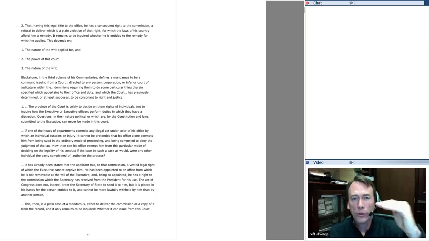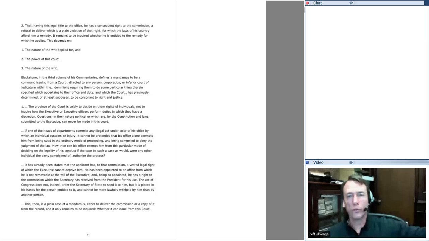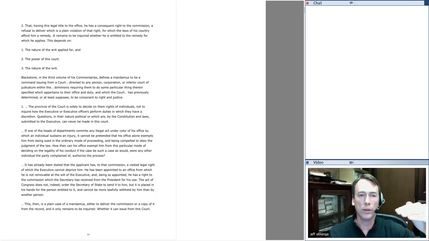Section 13 of the Judiciary Act had said the Supreme Court will be the first court that you can go to get a writ of mandamus to force some executive official to do something that you have a legal right to.